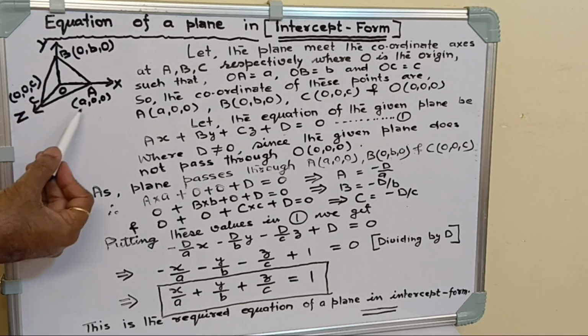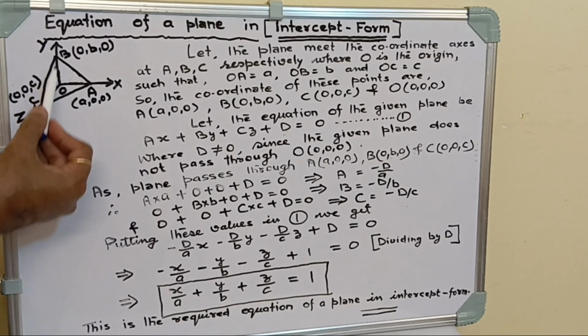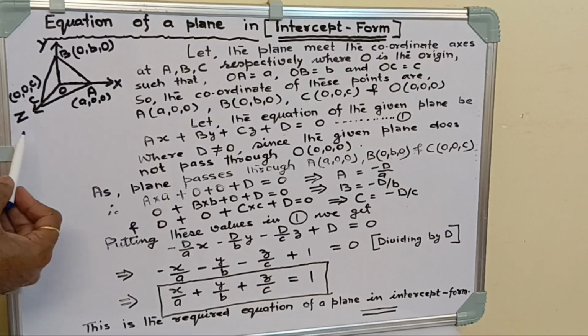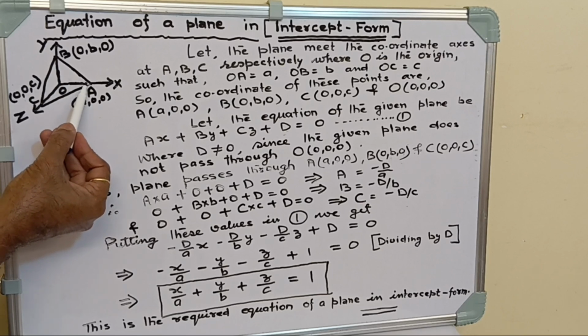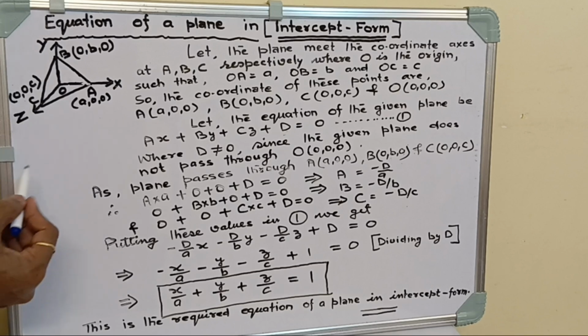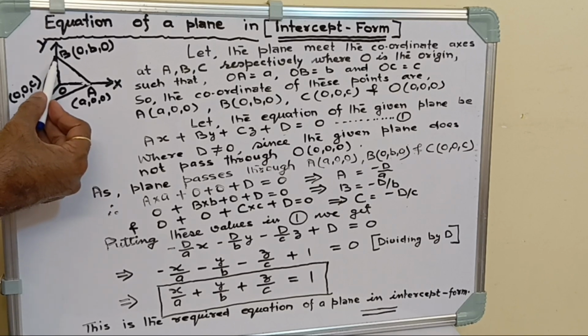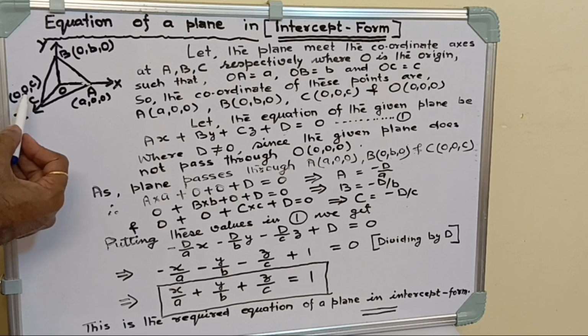This plane meets the coordinate axes, the x-axis at A, y-axis at B, and z-axis at C, such that OA, this distance, is a, OB, this distance, is b, and OC, this distance, is c.